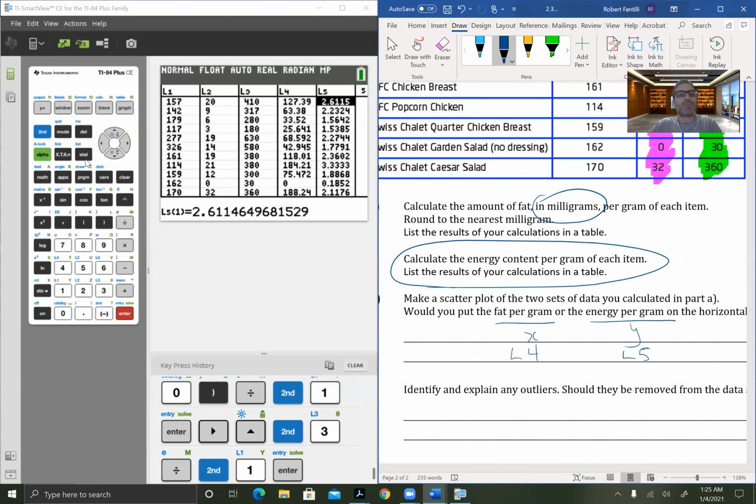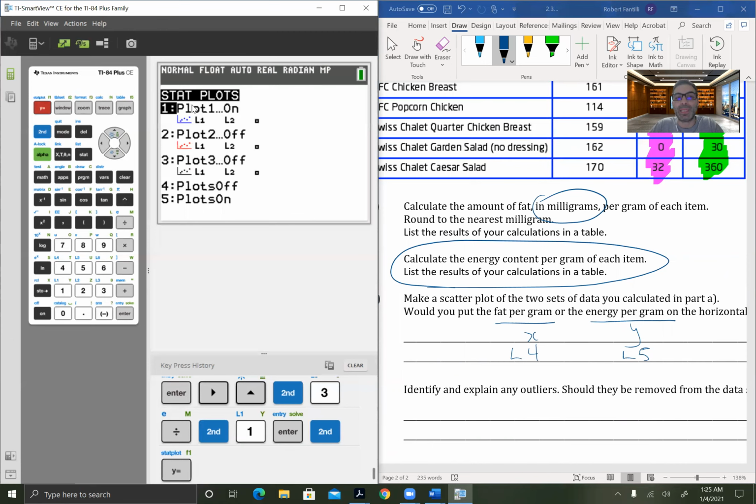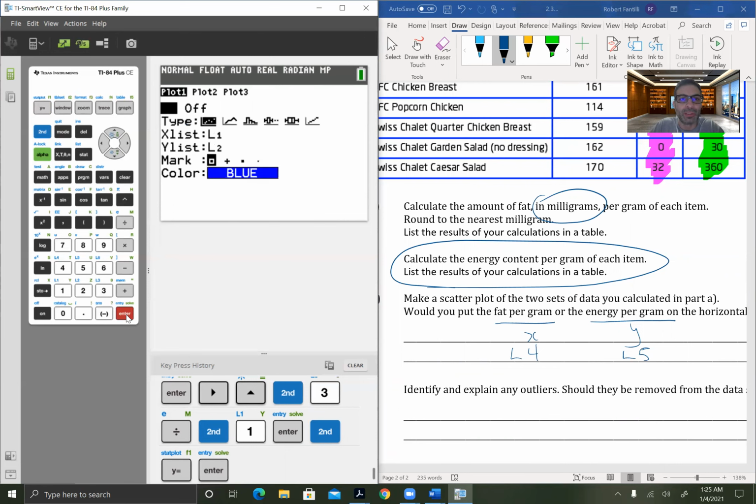So you may remember from last time, some of you, what you want to do is hit the second function and then Y equals, that's your stat plot, making sure your stat plot is on. Now, if you haven't done anything with your calculator since the last video, your stat plot's already on, except you have to be careful. So hit enter here. If it wasn't on, you'd be hitting enter on the word On, but it's already there. You can see it's flashing.